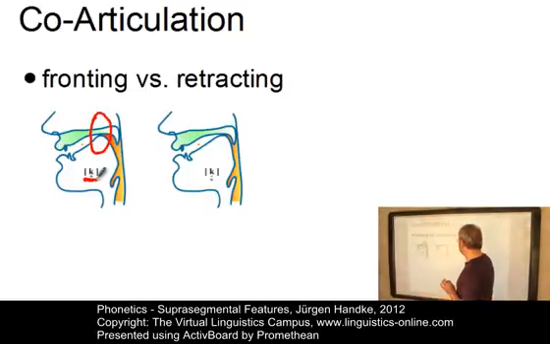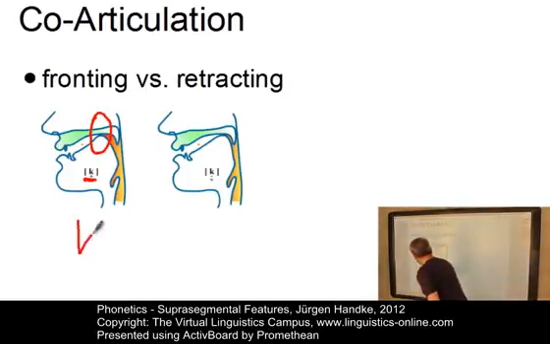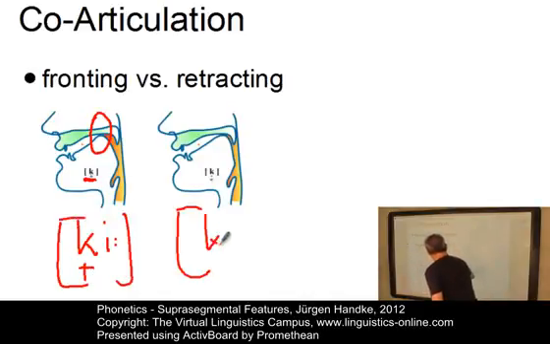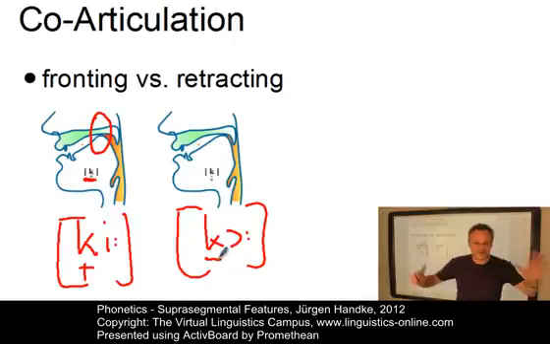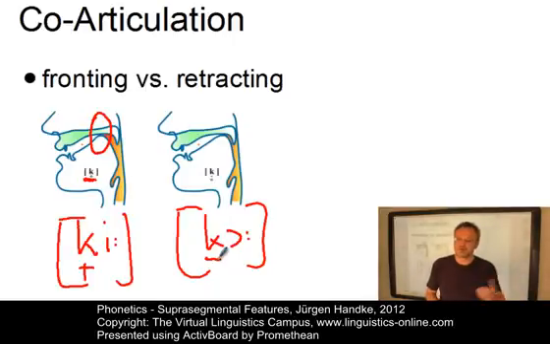If you compare that with, so this would be ki. If you compare that with something like ko, you would have a retracted position of the tongue. That is, the tongue is further back in the mouth. And of course you would have a second type of articulation, namely labialization, because you have lip rounding as in ko.